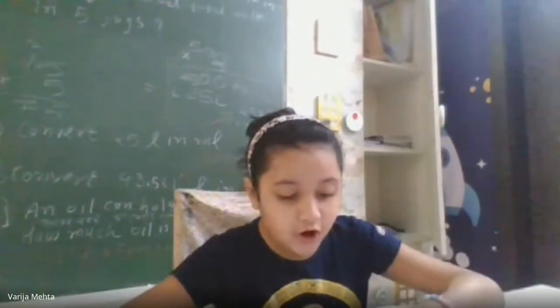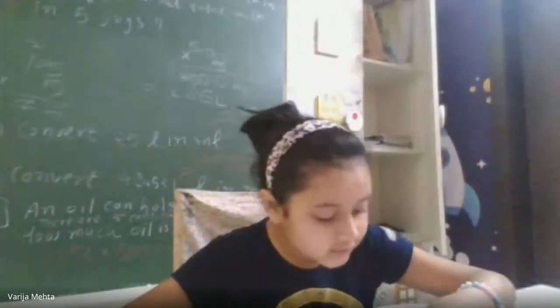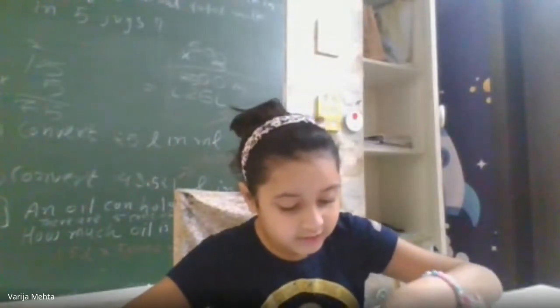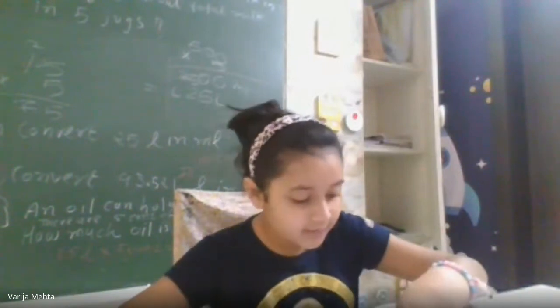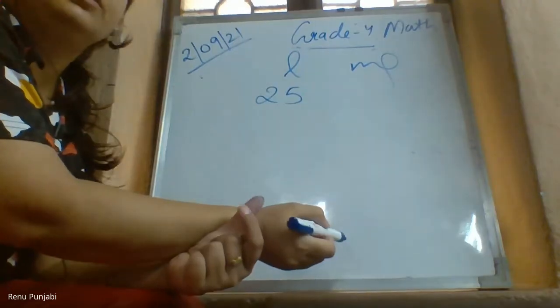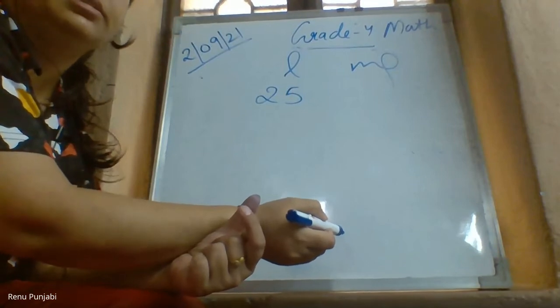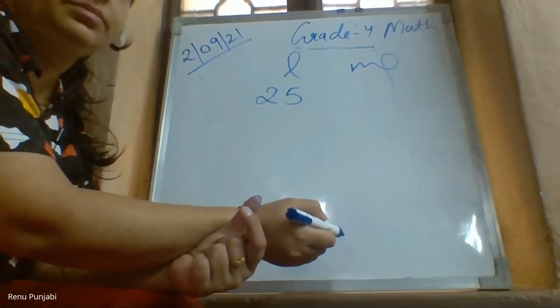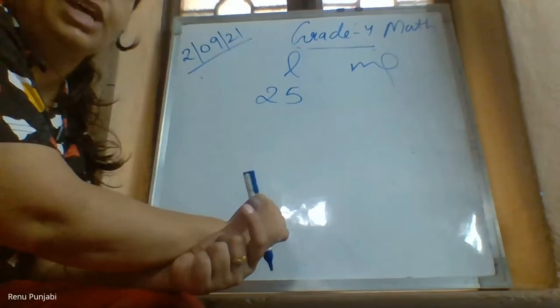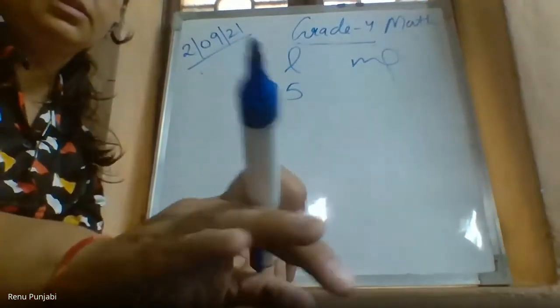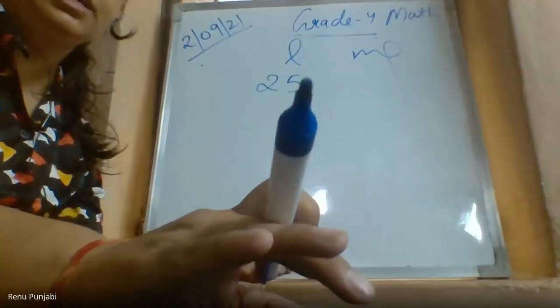The capacity of a water tank is 25 liter. What is its capacity in ml? Again, this is a conversion sum, child. And by the time I'm giving a chance to another student, you please be prepared. Ma'am, I can give. Yes, Dirk.